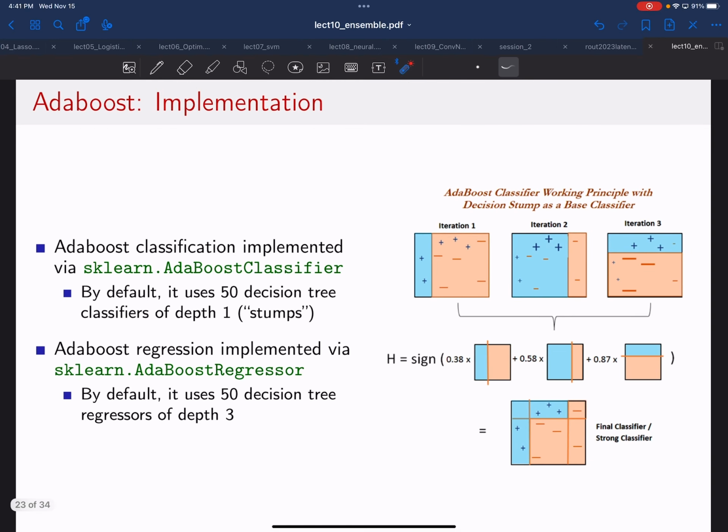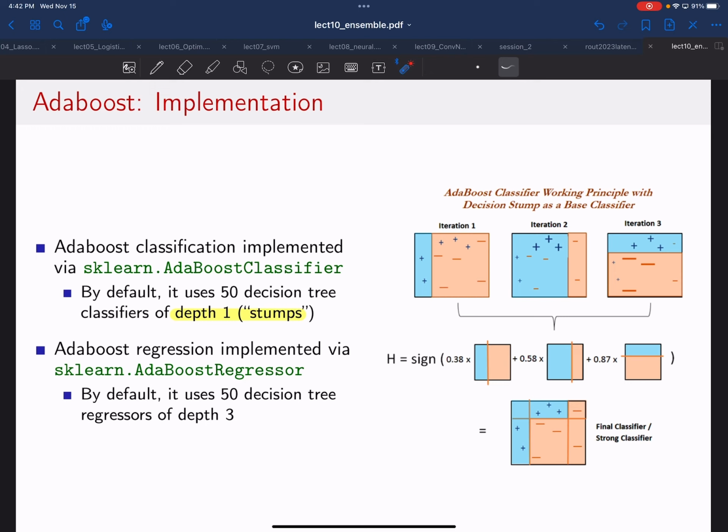In terms of the scikit-learn implementations, the AdaBoost classifier uses 50 decision tree classifiers with depth 1, stumps. And the AdaBoost regressor uses 50 decision tree regressors of depth 3. So those are the choices that they made for sklearn for the defaults, but of course you can change them if you like.